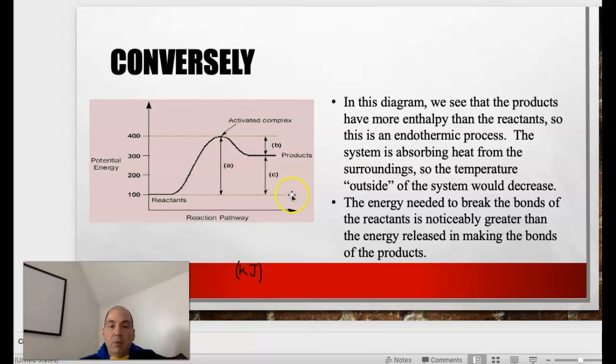Conversely, here's a diagram where we see that the reactants start at a lower enthalpy than the products. Obviously, to go from 100 and end at 300 means somewhere along the way we had to gain energy. We had to absorb energy from the surroundings. So this is an endothermic process, and if I calculate delta H, I do my products, 300, minus my reactants, 100. 300 minus 100 is 200 joules, I assume, maybe kilojoules. I don't know, should have labeled it. Point being that this is endothermic. We have a positive value for delta H.